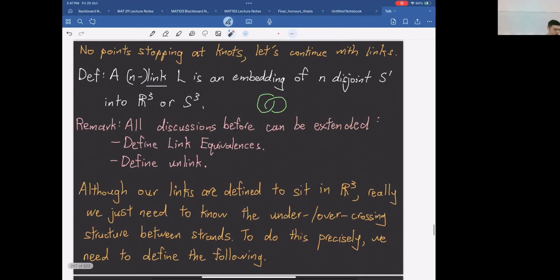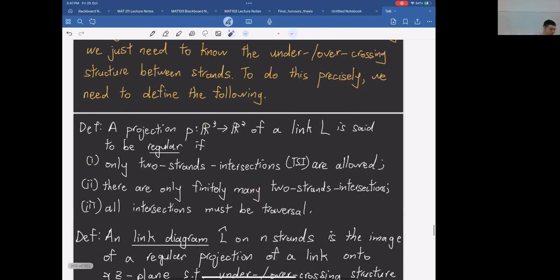Right. Although our links are defined to sit in R3, really, what we need to know is where the crossings are. It doesn't matter whether this link goes far into space. We just really care where the crossings are, and then we can recover this knot. So basically, we can project it into R2 to draw.